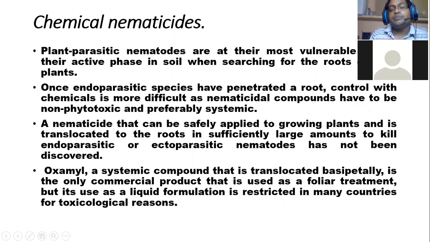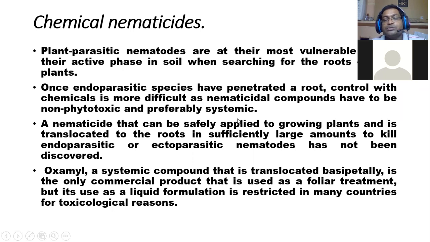Another problem of chemical nematicides is that they can only kill the juveniles that are free living, or just before the penetration of the nematode into the crops. Once the nematode has penetrated into the crop, it is very difficult for nematicidal compounds to work. That's the first thing. Second thing, systemic nematicides are very rare. Only one or two are there, for example oxamyl, right? Oxamyl is used for foliar treatment.